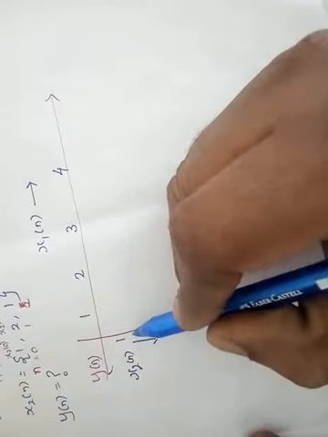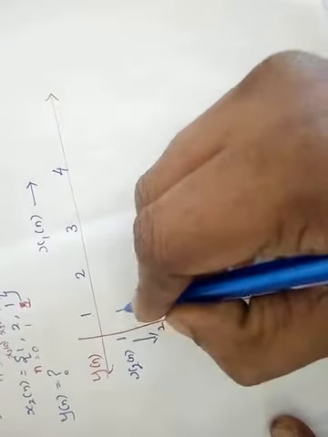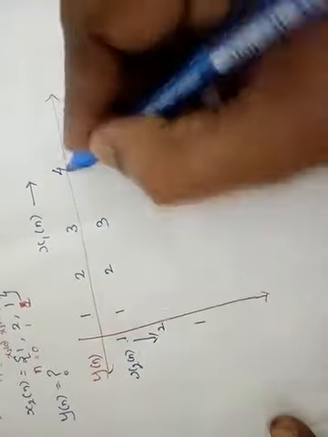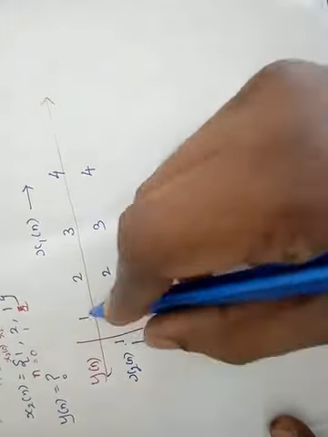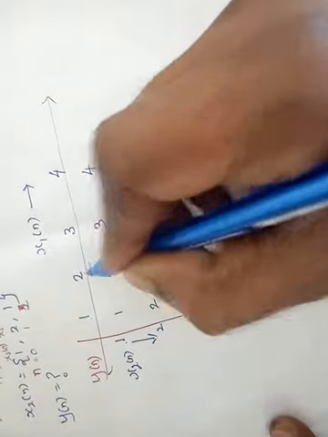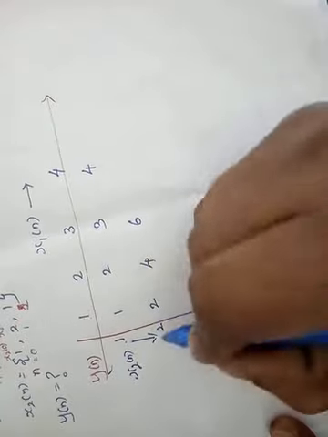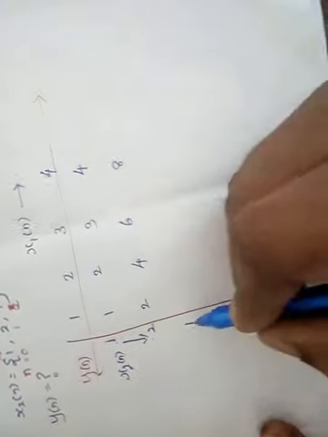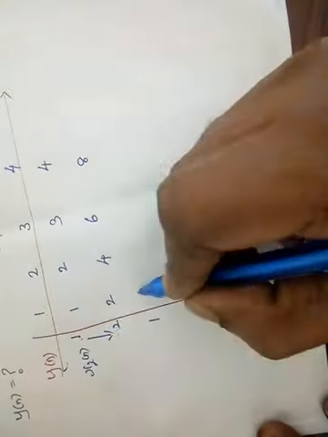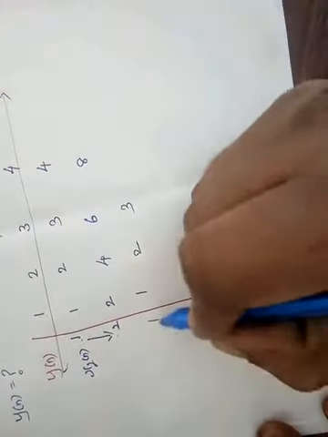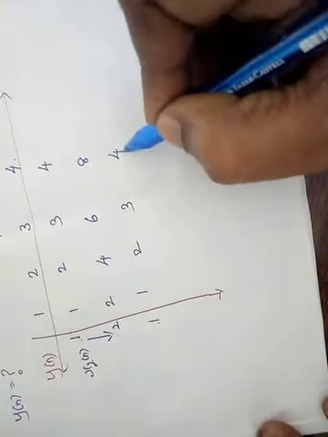So now let me make the multiplication. 1 into 1 is 1, 1 into 2 is 2, 1 into 3 is 3, 1 into 4 is 4. 2 into 1 is 2, 2 into 2 is 4, 2 into 3 is 6, 2 into 4 is 8. Now the third row: 1 into 1 is 1, 1 into 2 is 2, 1 into 3 is 3, 1 into 4 is 4.